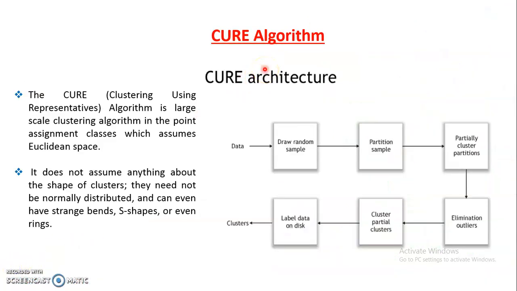The next algorithm is the Cure algorithm. Cure means clustering using representatives. Here we are not going to involve all data points in the clustering process. We need some representative data points, and those data points should be dissimilar to each other. Means we need every type of data point as a representative, and we will decide the cluster based on those representative data points.